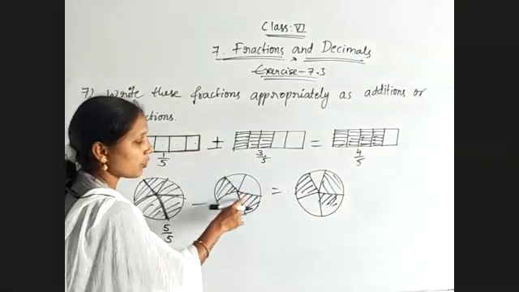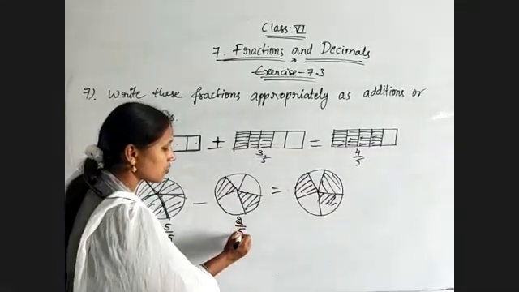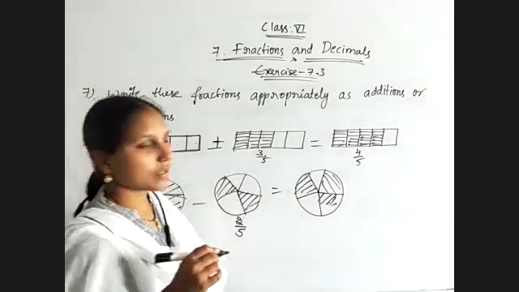1, 2, 3, 4, 5 equal parts are there. Only 2 parts are selected. So 2 out of 5, that is 2 by 5, is the fraction represented by this circle. Now coming to the resultant value.